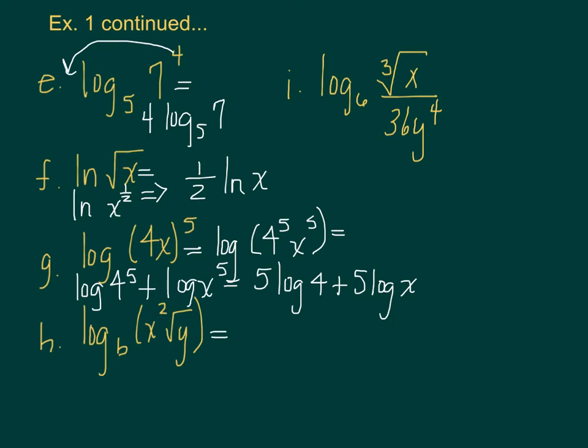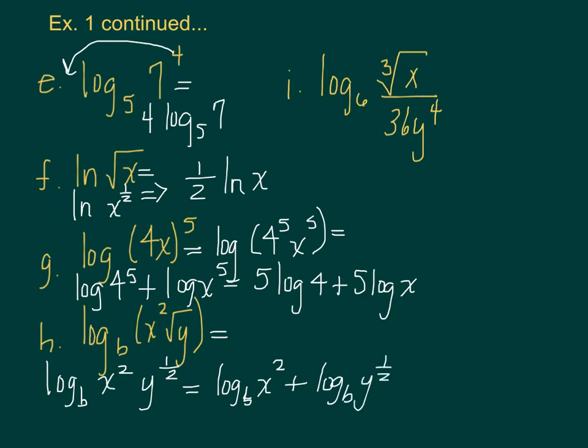H, same thing as F. I'm going to change that square root of y to y to the 1/2. Then I'm going to separate my terms using the product property. And then I'm going to use the power property. And that's my simplified answer.